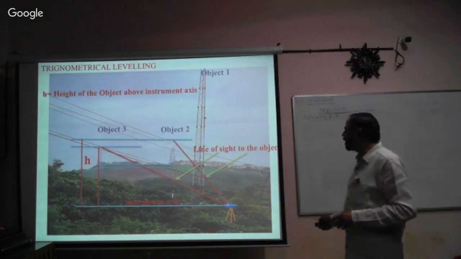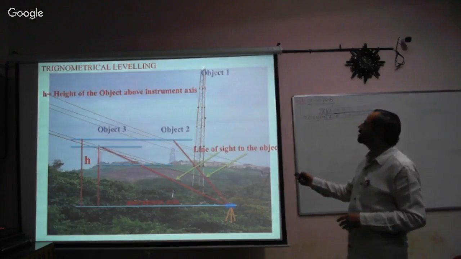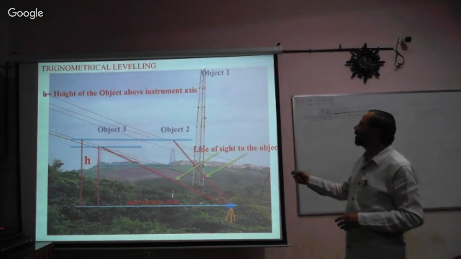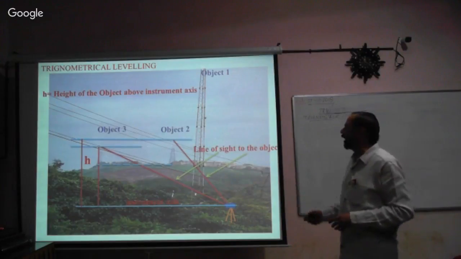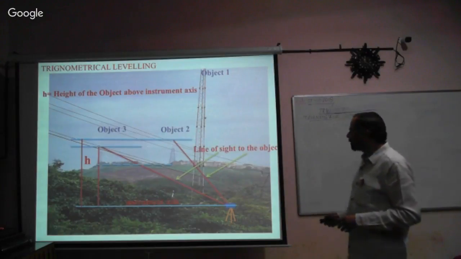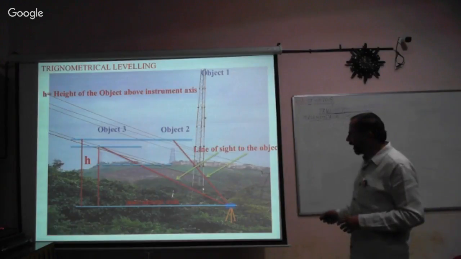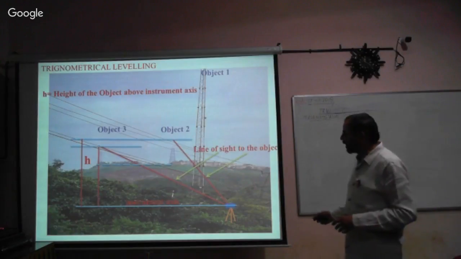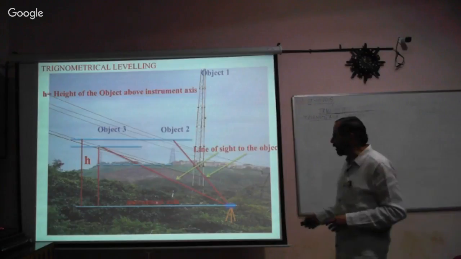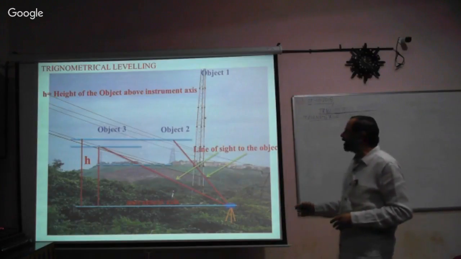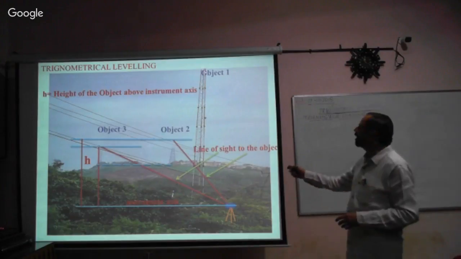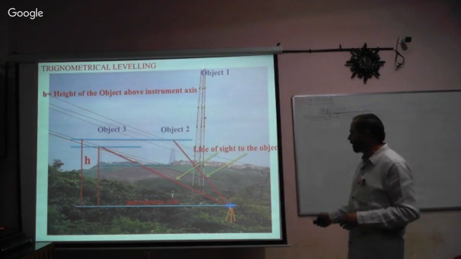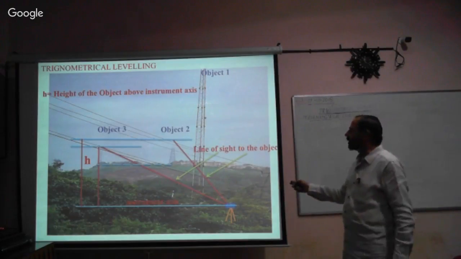In the similar way, we can measure the angle to object 1 also. From here to here, we can measure it. Those are vertical angles. This is the vertical angle to object 3, and this is the vertical angle to object 1, and also we can measure the vertical angle to the object from the instrument station.